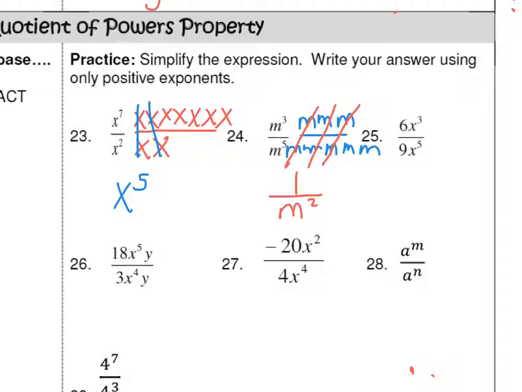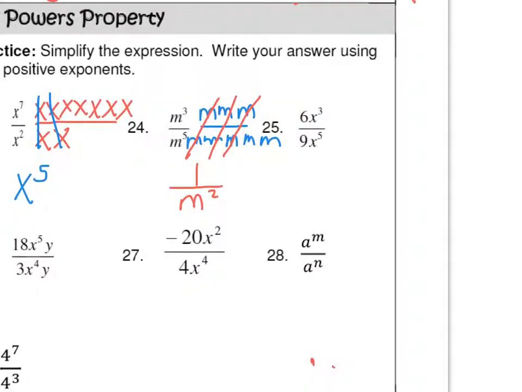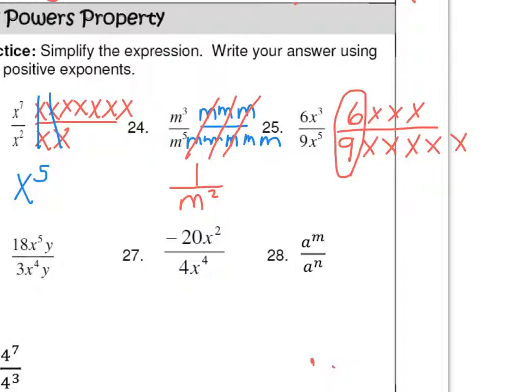Okay, so this time, number 25, we actually have some numbers to deal with as well as letters. So we have a 6 times x, x, x over 9 times x, x, x, x, x. Okay, so first let's deal with our coefficient, our fraction. 6 over 9, does that reduce? Well, it does. It actually reduces into 2 over 3. So now I've taken care of my numbers. That's as much reducing as I can do there.